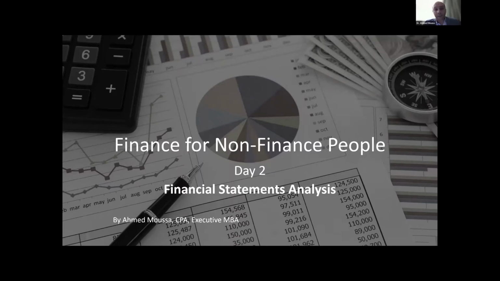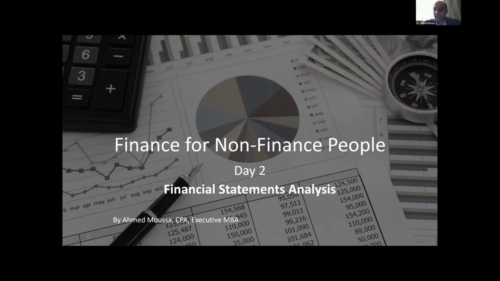Last session, or day one, we learned how to read the financial statements, and we knew that any business summarizes the financial information in four statements. The first statement is the income statement. Second one, the statement of retained earnings. Third one, the balance sheet, and the statement of cash flows. Each one has its purpose.